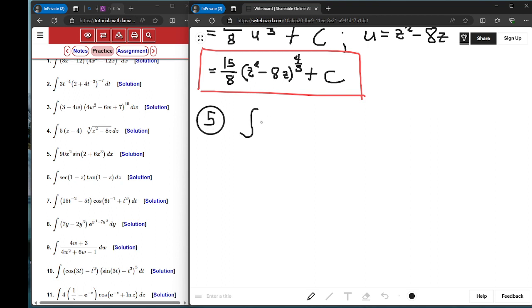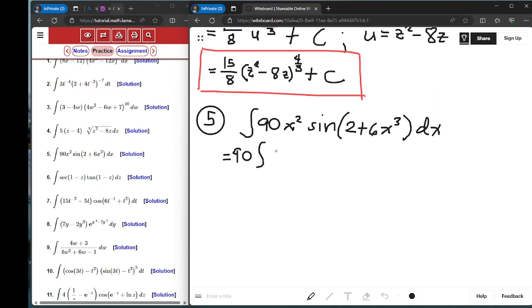What is the integral of 90 x squared times sine of 2 plus 6x cubed dx? So you can rewrite this ahead. That's 90 times the integral of x squared times sine of 2 plus 6x cubed dx.